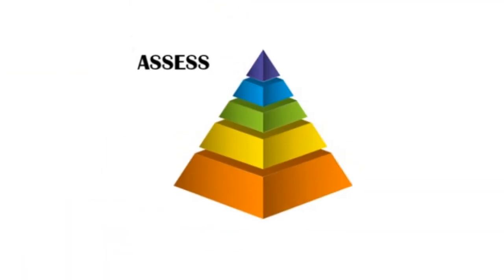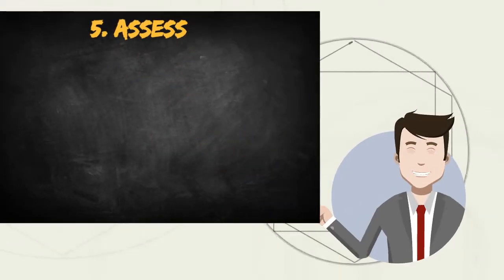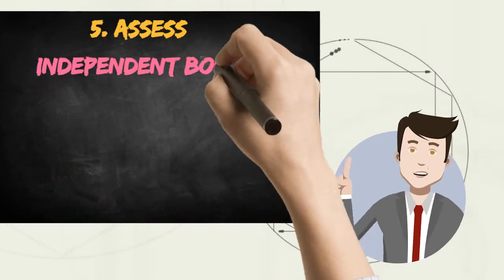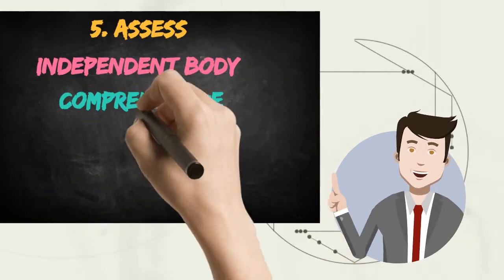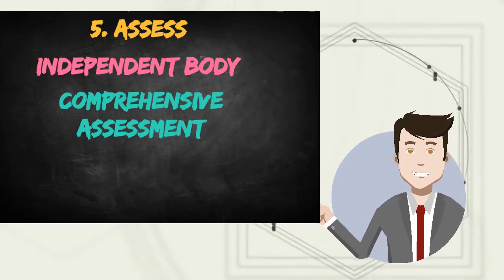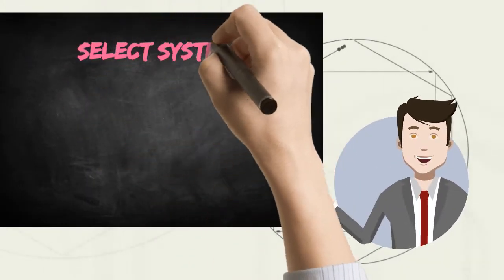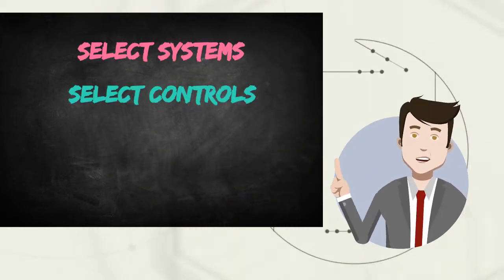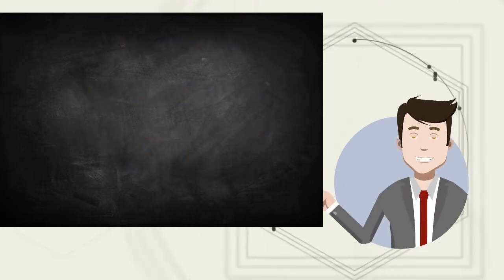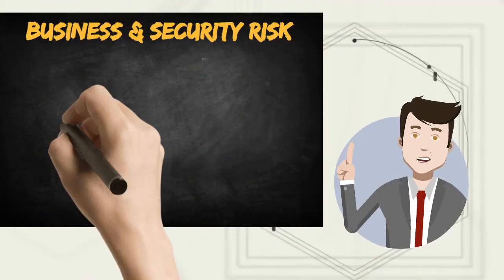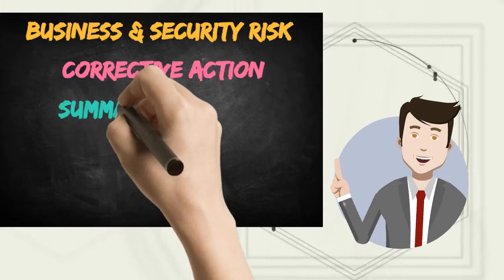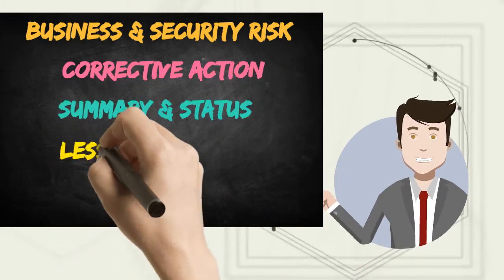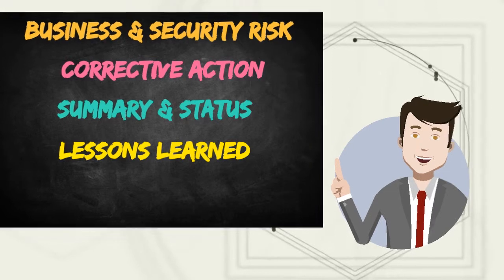The fifth step is assess. Now it's time to check what we have done and how effectively we have completed the previous steps. First of all, to assess, there should be an independent body without any fear to provide the appropriate assessment. Secondly, the approach should be comprehensive and include the following. Select a system. Select controls or policies that an assessor will be assessing on a given system. System assessment report. Business and security risk, plans of action and milestones and/or corrective action plans, overall summary and status, lessons learned or SWOT analysis based on assessment.